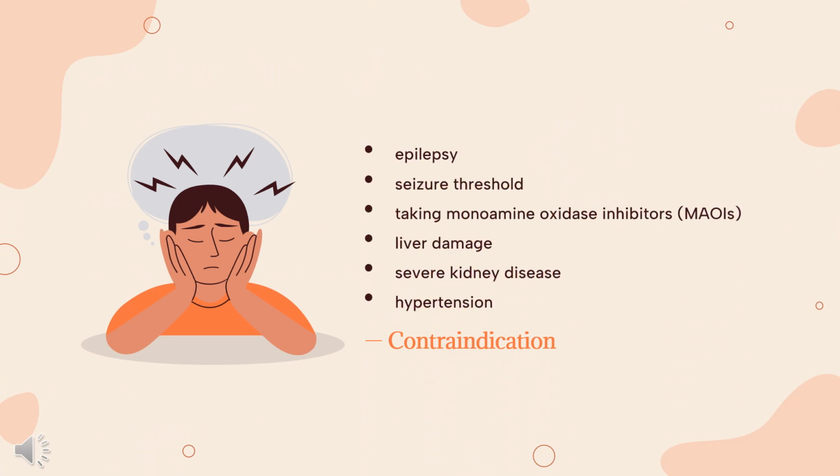Contraindications. The drug label advises that bupropion should not be prescribed to individuals with epilepsy or other conditions that lower the seizure threshold, such as anorexia nervosa, bulimia nervosa, benzodiazepine or alcohol withdrawal. It should be avoided in individuals who are taking monoamine oxidase inhibitors, MAOIs. The label recommends that caution should be exercised when treating people with liver damage, severe kidney disease, and severe hypertension, and in children, adolescents, and young adults due to the increased risk of suicidal ideation.